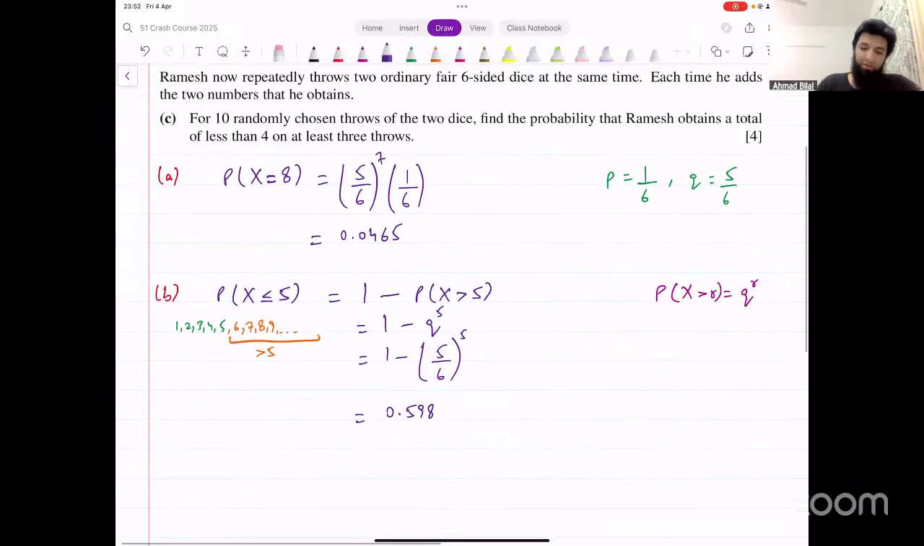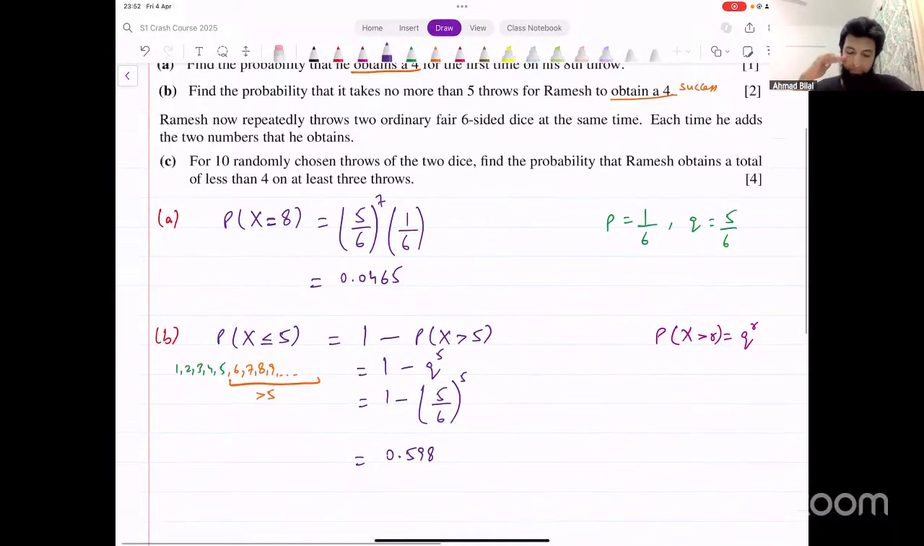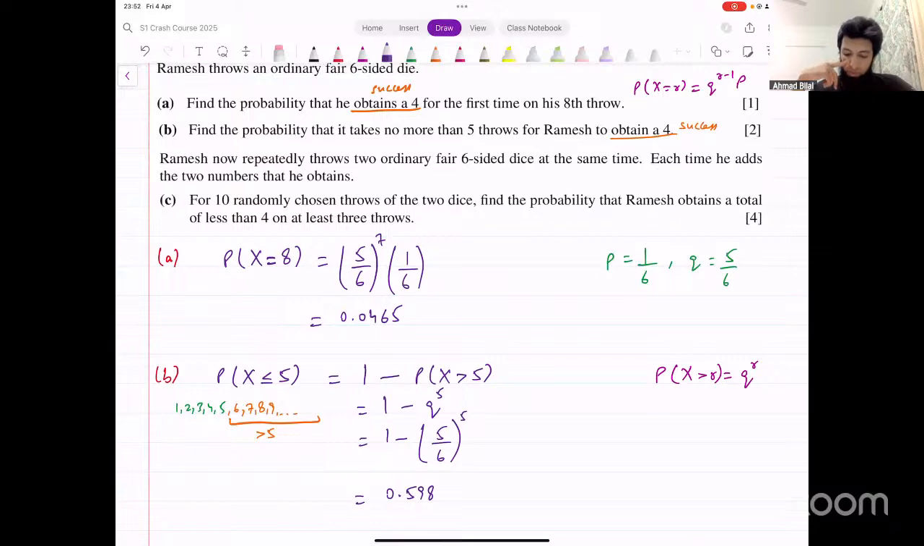Okay, let's look at part C now. It says Ramesh now repeatedly throws 2 ordinary fair 6-sided dice at the same time. Each time he adds the 2 numbers that he obtains. Okay, so now he's throwing 2 dice. For 10 randomly chosen throws of the 2 dice, find the probability that Ramesh obtains a total of less than 4 on at least 3 throws. How do we understand this? So he's throwing 2 fair dice now. How many possible outcomes is that? That's 36 possible outcomes, right? 6 times 6. So there are 36 possible outcomes every time he throws the 2 dice.